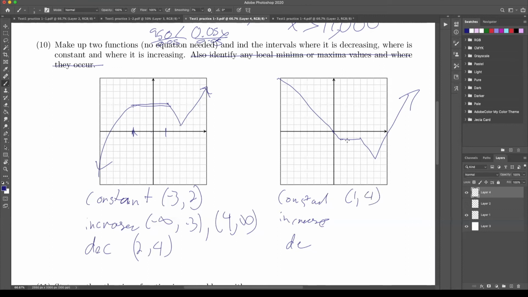It's increasing only between 6 to infinity. And then here it's decreasing between -infinity to 1, and then again from 4 to 6. And that's how your book wants to type that one in.